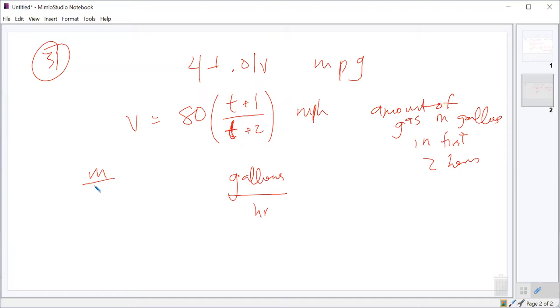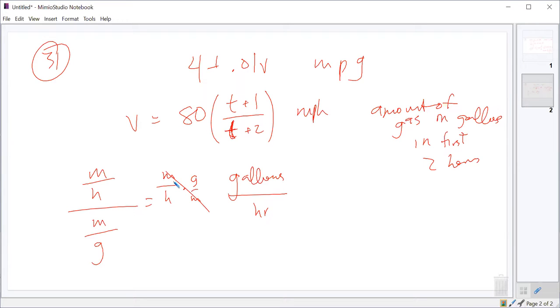So if we had miles per hour divided by miles per gallon, then we should be able to divide those two fractions, right? And make that miles per hour times gallons per mile, which should cancel out the miles and give us gallons per hour. Does that make sense to everybody?